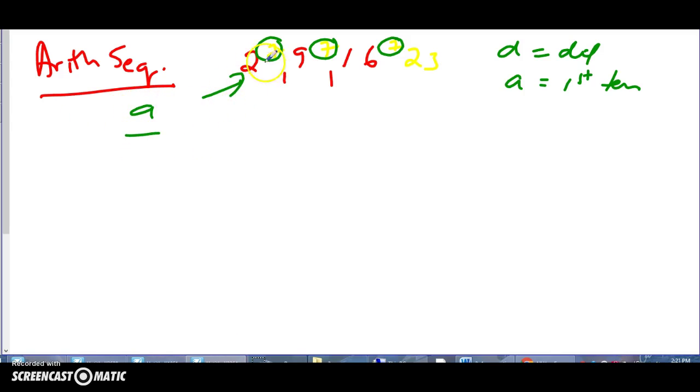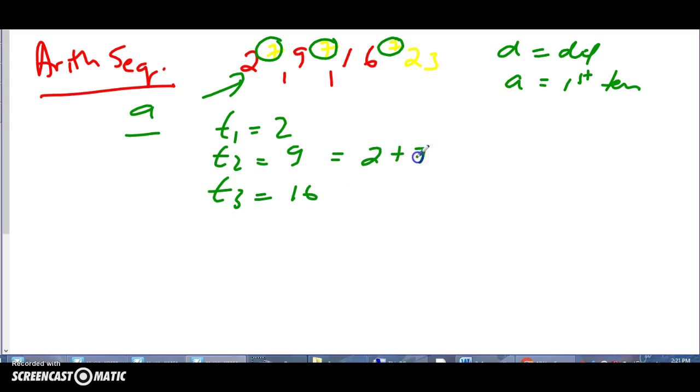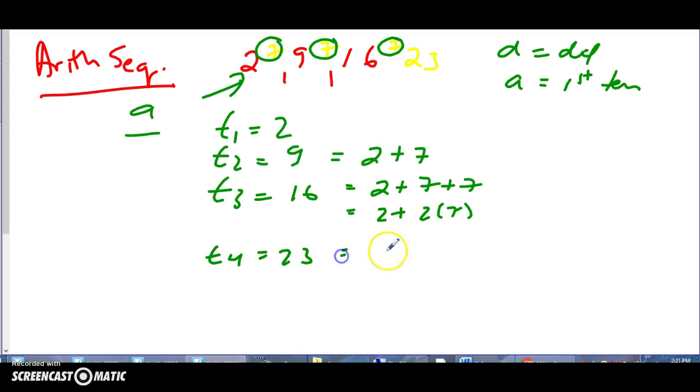So if I had the first term here, my first term T1 is 2, T2 is 9, T3 is 16. But another way to look at that is to say that I have 2 plus 7. And here I have 2 plus 7 plus 7, or 2 plus 2 sevens. And then if I have the fourth term, which is 23, I would have 2 plus 3 sevens. Okay, because I would have added 7, I add 7, I add 7, and I get 23. So I start here and I keep going. Now let's look at this and we'll come up with the general formula.